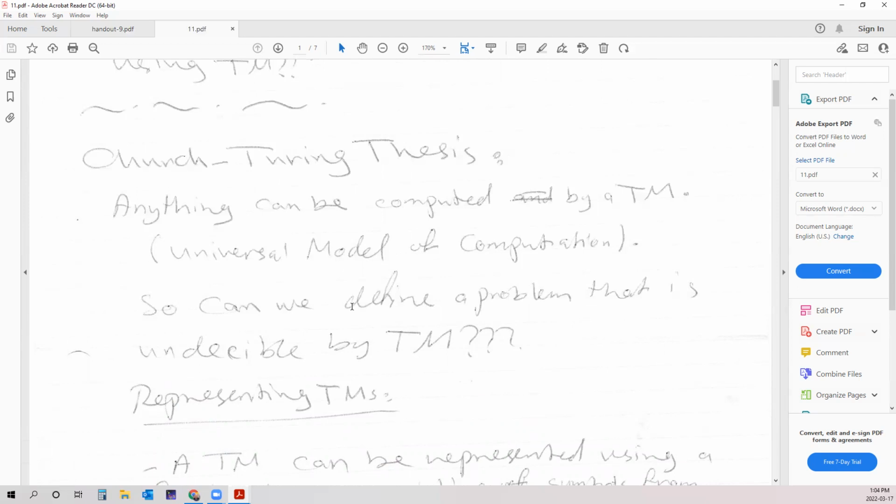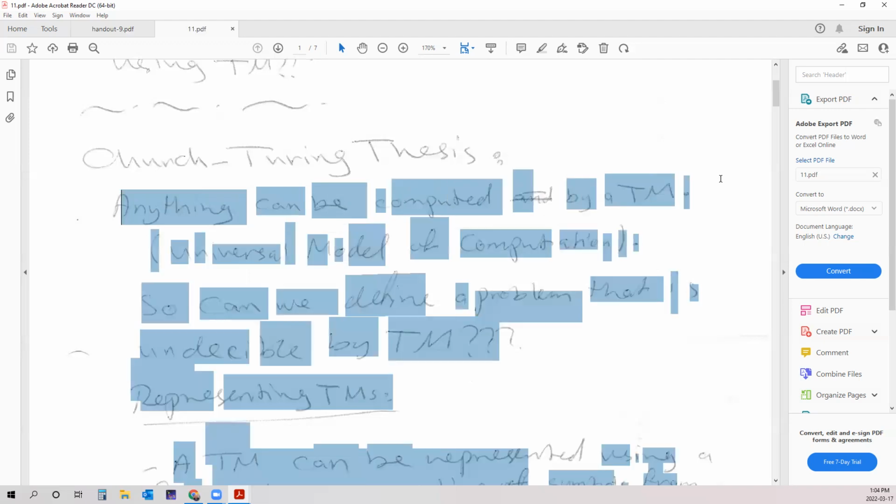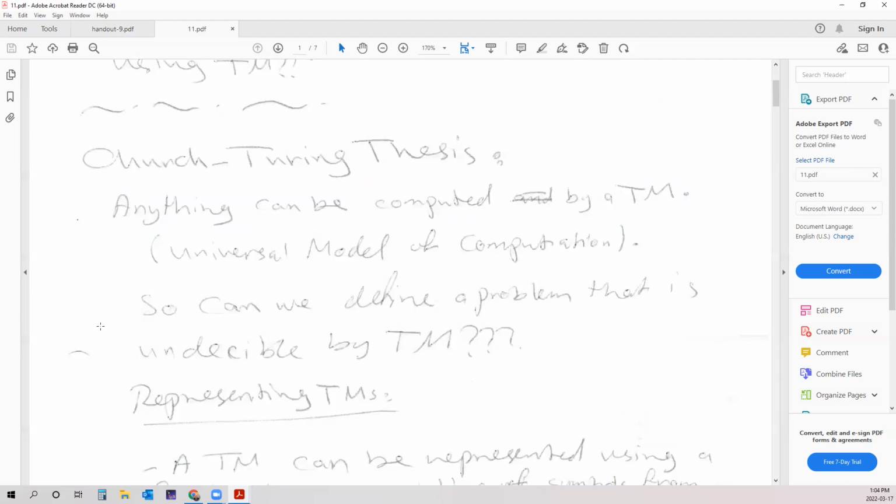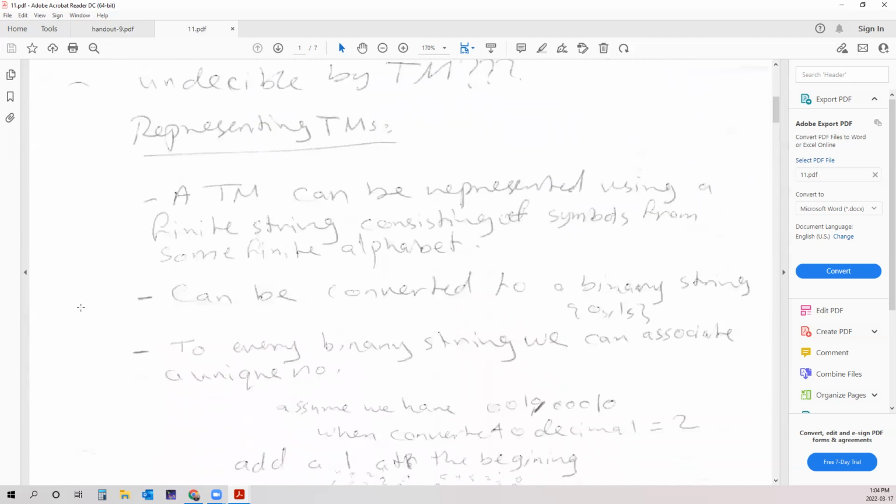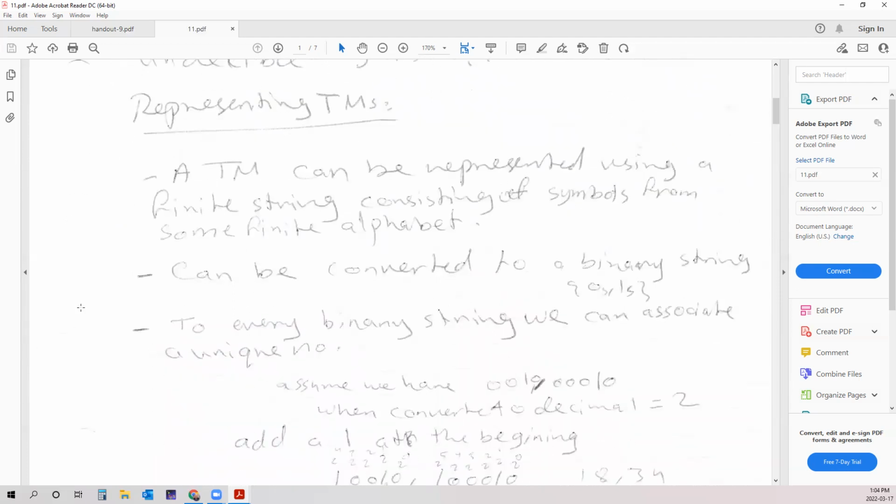So can we define a problem that is undecidable by a TM? Because the Church-Turing thesis says anything can be computed by a Turing machine. So we will represent a Turing machine now, and we will see. A Turing machine can be represented by a finite string consisting of symbols from some finite alphabet. And we know that it can be converted to a binary string using 0 and 1. So our alphabet will be 0 and 1.